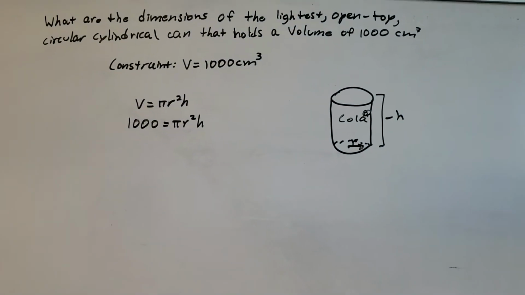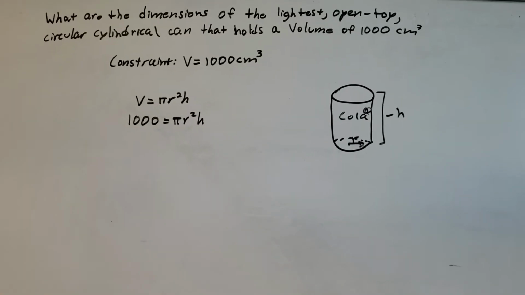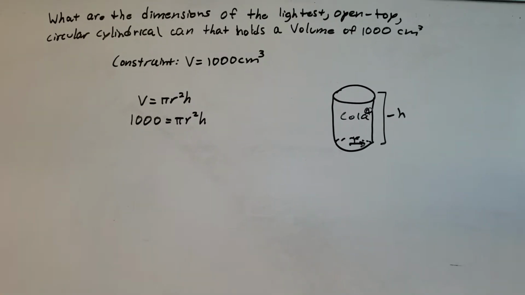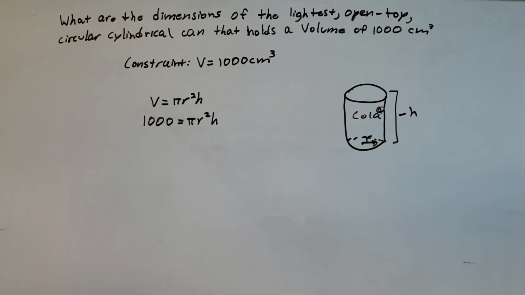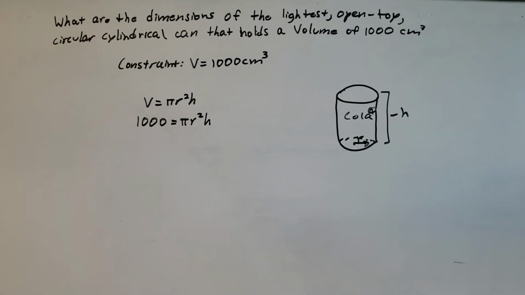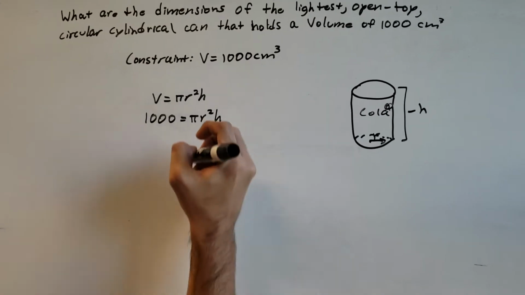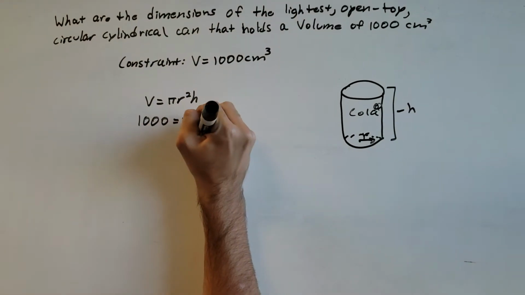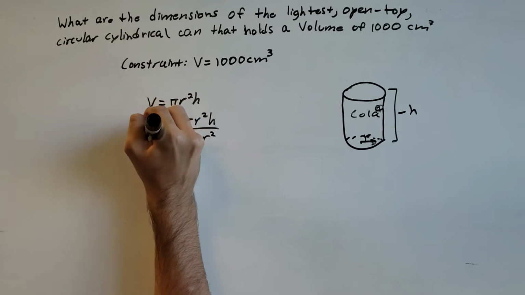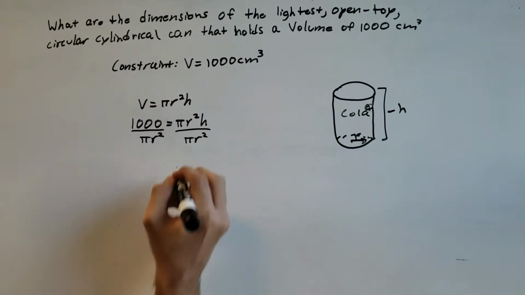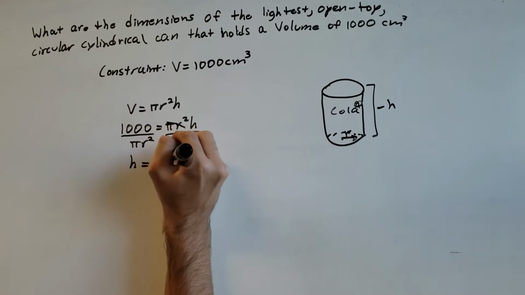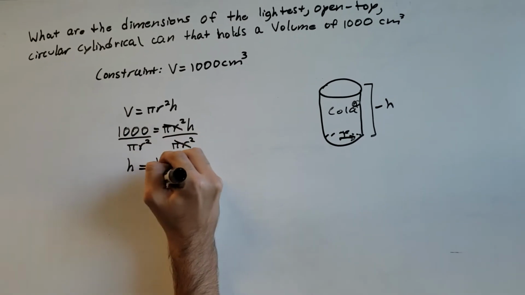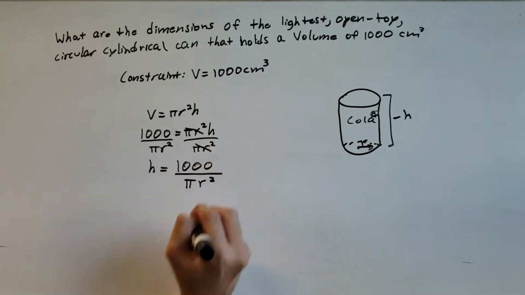Now for this one, we're going to solve for one of these variables. I think the smartest move is to solve for h, so that we won't have to deal with taking the square root on both sides. That would be a little bit weird. So we'll solve for h. Divide both sides by pi r squared. So this pi r squared goes away, and h equals 1,000 divided by pi r squared.